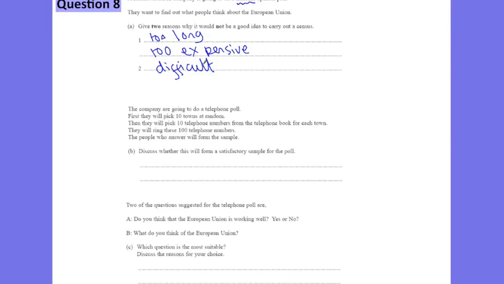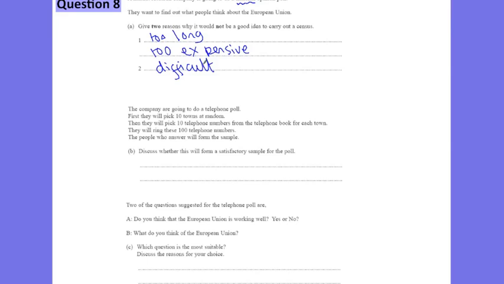So the company is going to do a telephone poll. First, they will pick 10 towns at random. Then they'll pick 10 telephone numbers from the telephone book of each town. And then they're going to ring these 100 telephone numbers. So that's 10 telephone numbers from each one of the 10 towns. And then the people who answer will form the sample. We're asked to discuss whether this will form a satisfactory sample for the poll.